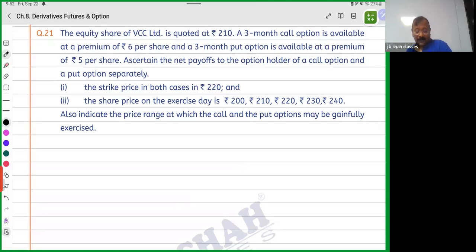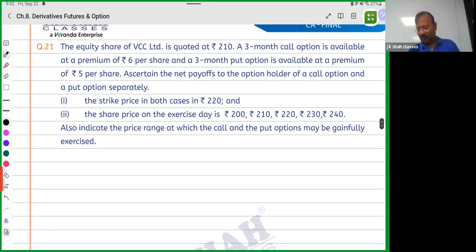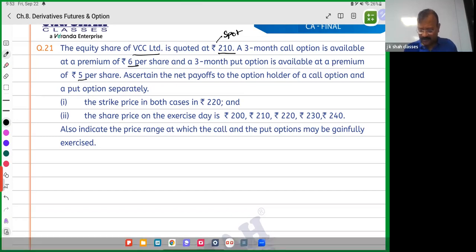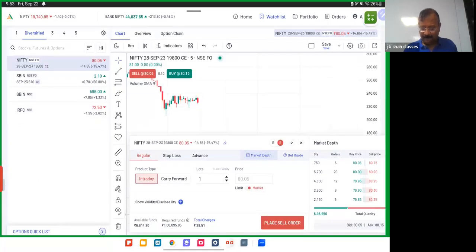चलो, now we will just have enough time to do something, and then part of it we'll discuss in the next lecture. The equity shares of VCC Limited is quoted at 210. So this is what? Spot price. A 3-month call option is available at a premium of 6 per share, and a 3-month put option is available at a premium of 5 per share. And the strike price is the same. You see this? Ascertain the net payoff of the holder of call and put if the strike price in both cases is 220. Now, trust me, this is see option chain.